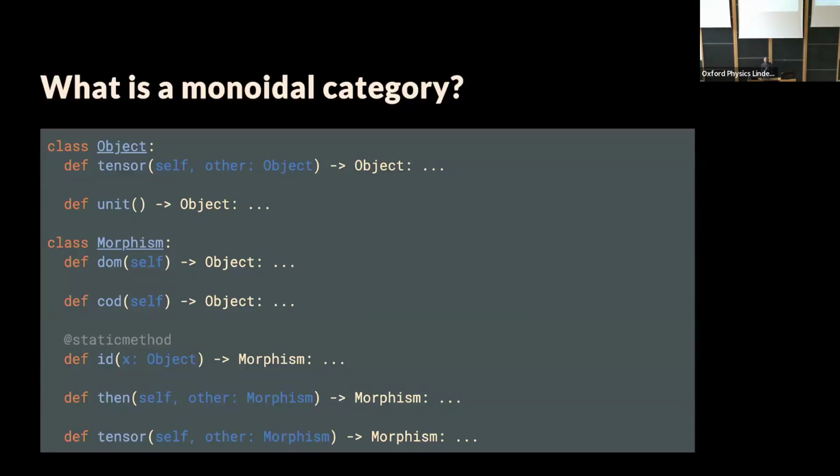In order to implement morphisms, a morphism is defined by a domain, which gives you an object, a codomain, an object, and then you will have two methods for composition. We call them then and tensor. Then is the sequential composition of morphisms, and the tensor is just putting the two morphisms in parallel. And then you need a static method. A static method is just a method that doesn't take self, and you need a static method that, given an object, returns a morphism, the identity on that object. So this is the interface that you need to define a category. This is an abstract class, so I can't even initialize an instance of this class.